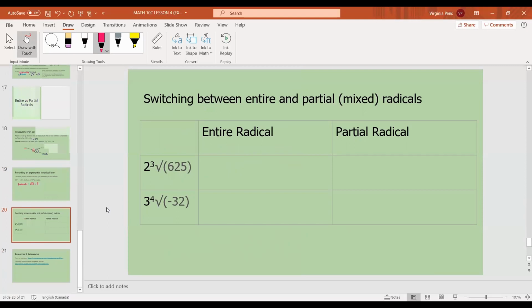Switching between entire and partial radicals. All right, so now we're actually going to be introduced to some new vocab. I should have put entire and partial radicals in the vocabulary, but I'll kind of explain it here. They're basically just ways of writing the number. Entire radicals is basically when the entire number is written under the radical. So let me write this down.